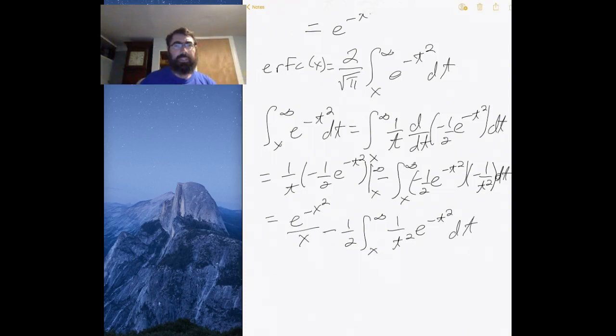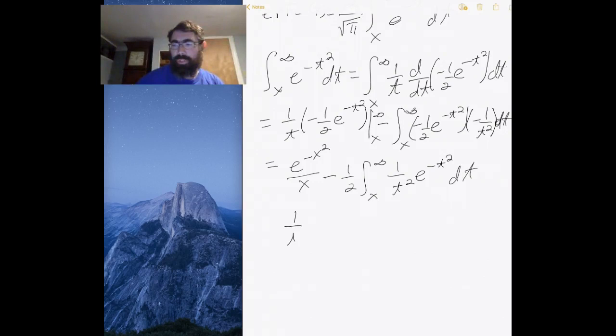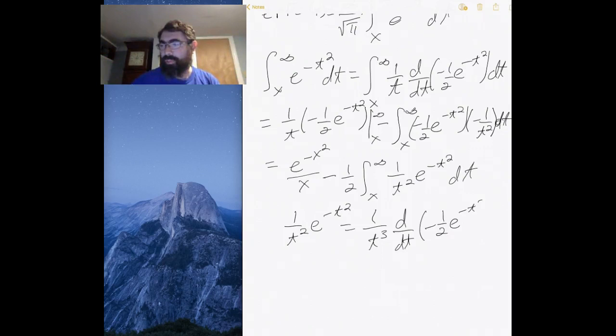So now if I say 1 over t squared e to the minus t squared is equal to 1 over t cubed times the derivative of minus 1/2 e to the minus t squared. So I'm taking the same derivative as a different factor up front.